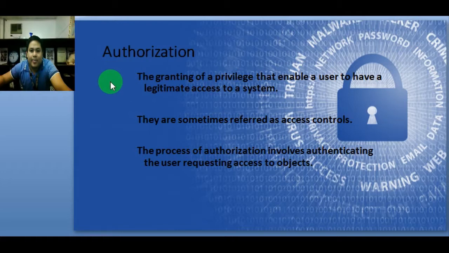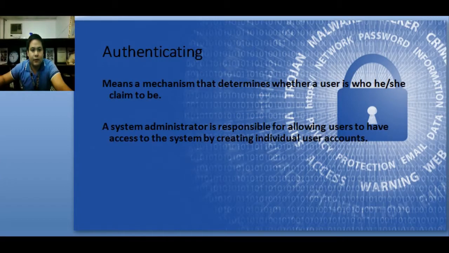Then authorization: the granting of a privilege that enables a user to have legitimate access to a system. These are sometimes referred to as access controls. The process of authorization involves authenticating the user requesting access to the objects. Authenticating means a mechanism that determines whether a user is who he or she claims to be. A system administrator is responsible for allowing users to have access to the system by creating individual user accounts. This process will help identify and limit the users that can access some information.